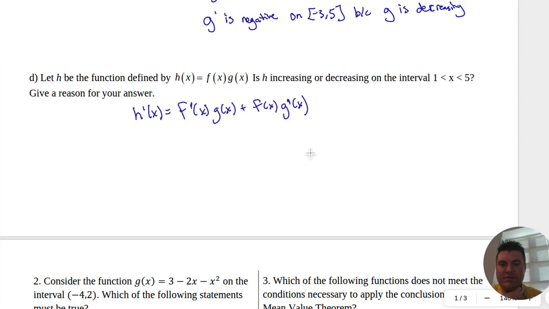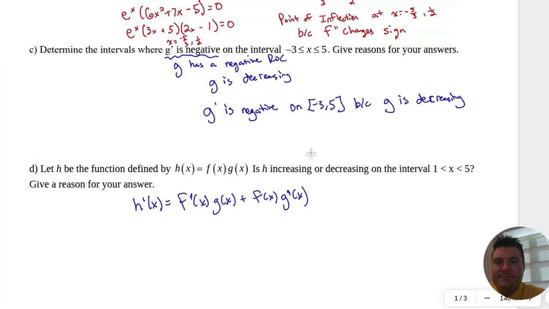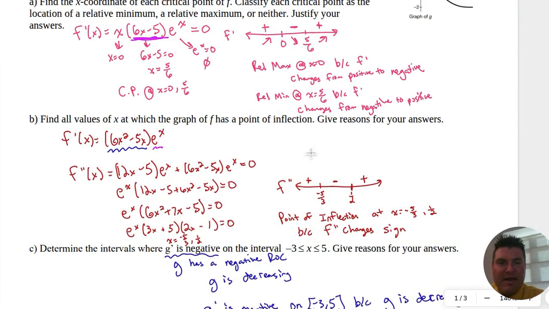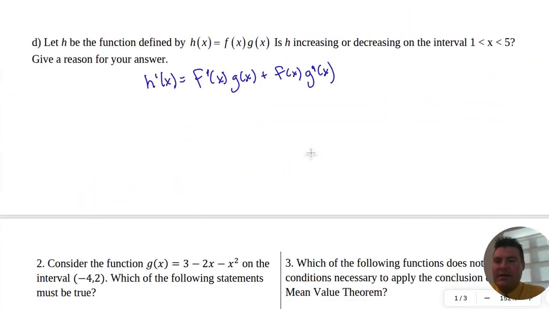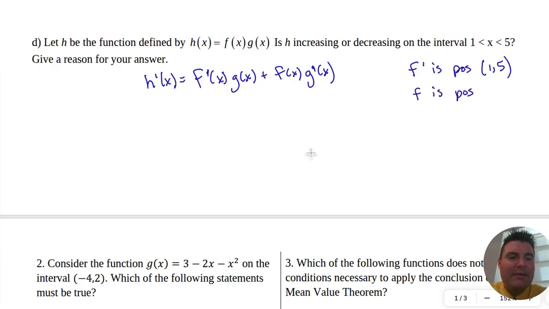So we do know a couple things. We do know that I made a sign chart for F prime. F prime is always positive after 5/6. And you can see that right there. So I do know a couple of things here. That F prime, I'm going to write these off to the side. F prime is positive from 1 to 5. Okay. And if F prime is positive, that means F is positive. How do we know that? Let me get to it. Jeez, so impatient.